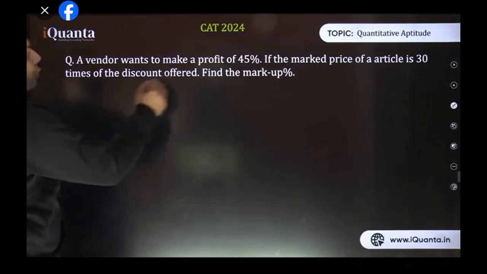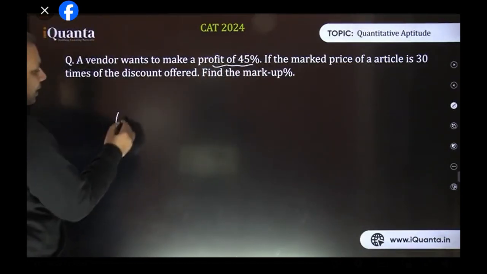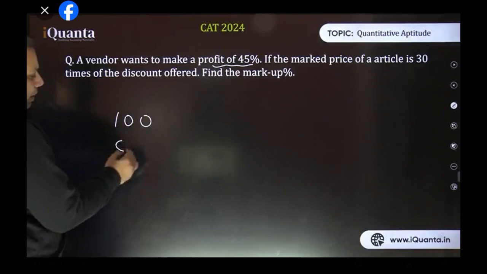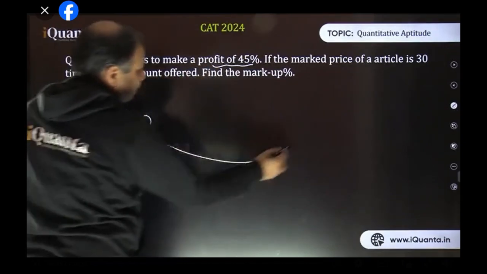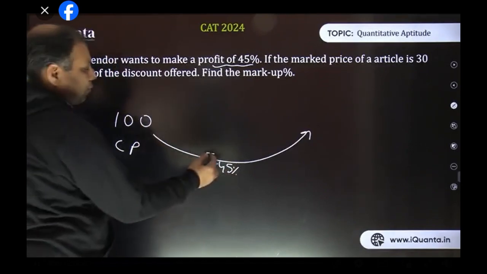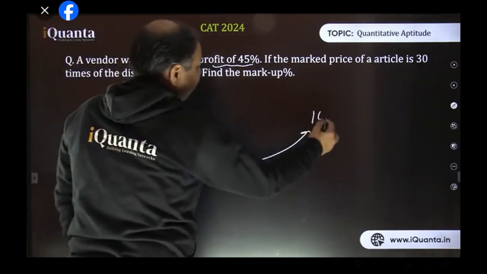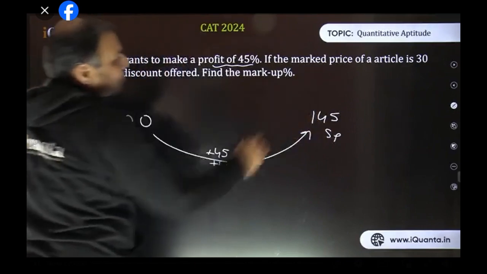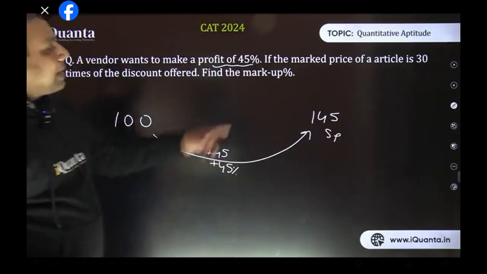See, a vendor wants to make a profit of 45%, so if I start with a CP of 100, if this is my CP, then the profit should be 45%, right? So 45% of the cost price, right? So 45% of 100 is 45 only. So the selling price becomes 145. This is our selling price. Now this selling price has been achieved by the discount, right?